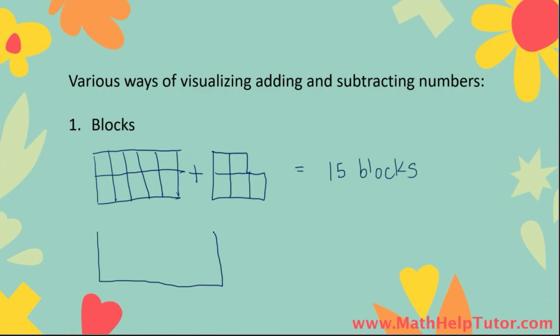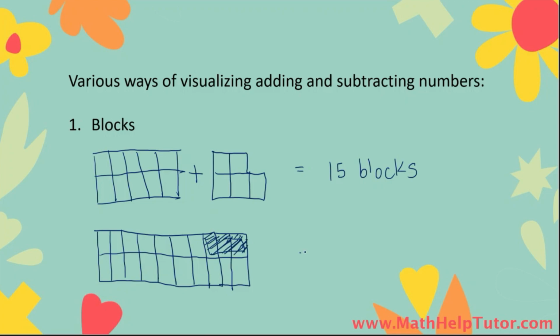Or if we have 20 blocks, that's 1, 2, 3, up to 20. And we take away 3 blocks. If we remove 3 blocks, now that just leaves us with 1, 2, 3, and so on up to 17 blocks.